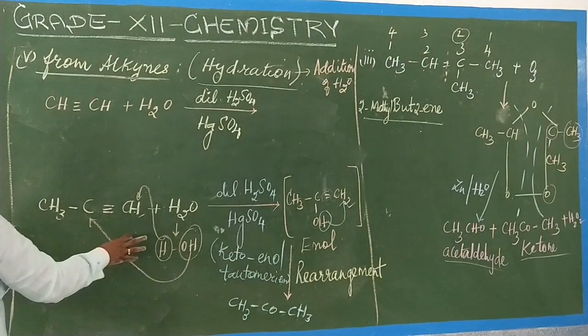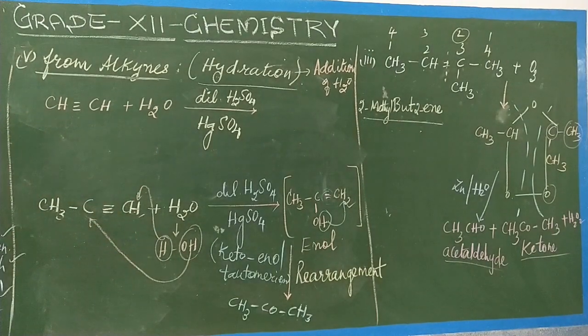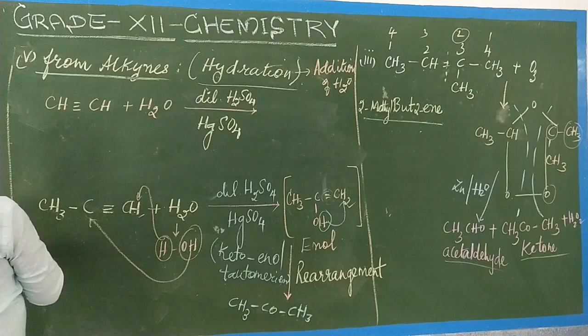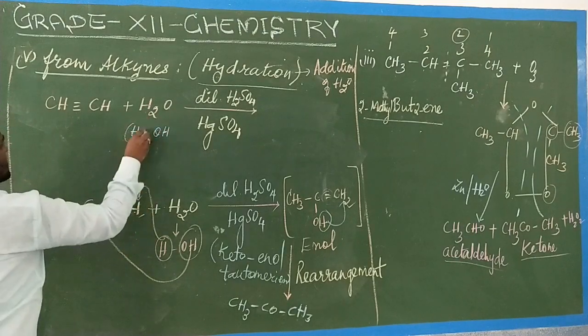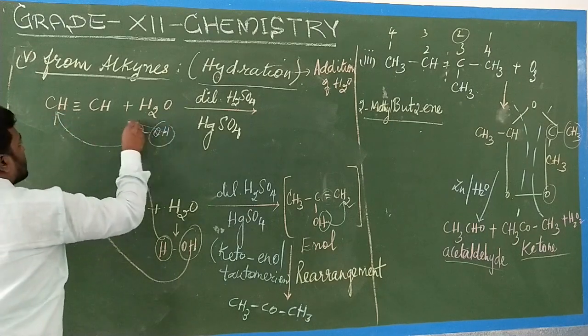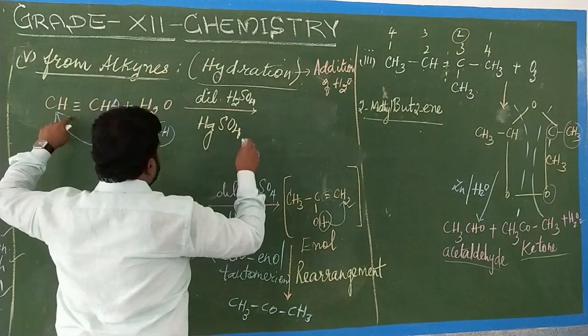This is simple. This is complex. First I have written this one here, and now we can split this. How we can split? H bond OH. Now this hydrogen combines here, and this OH will be getting combined here. So what will be the product?